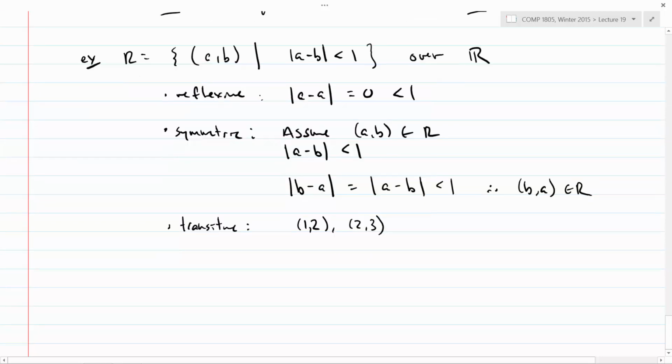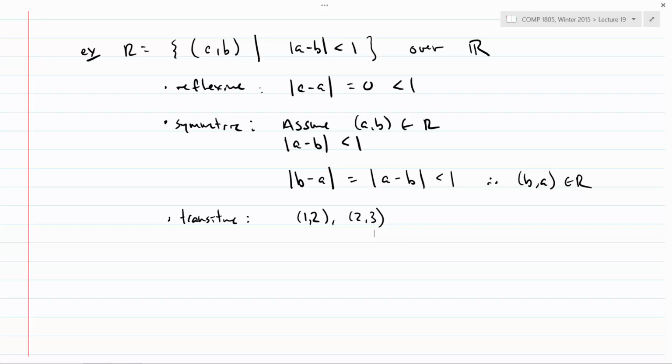So let's try that. What you have to do is first make sure that each one of those really is in the relation. So is 1, 2 in the relation? Well, the absolute value of 1 minus 2 is 1, and that's not less than 1. So that means 1, 2 is not in the relation. So right off the top, this won't work as a counterexample. You need to make sure that the first pairs you talk about really are in the relation. Yeah?